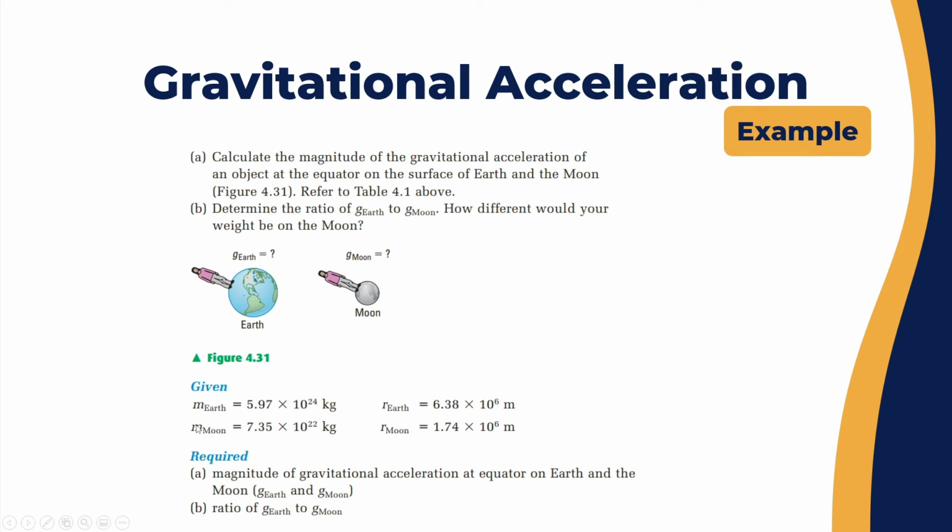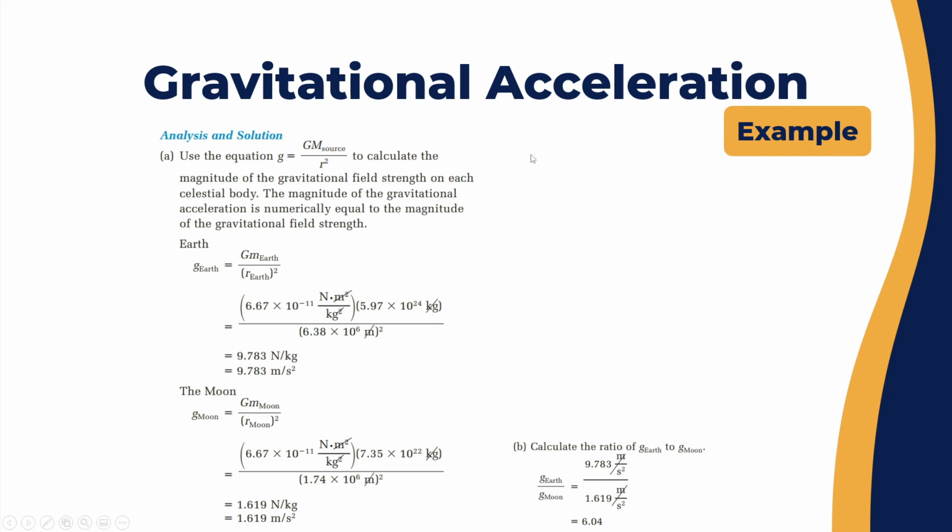We are given mass of Earth, mass of Moon, radius of Earth, radius of Moon. Find the g Earth and g Moon. Then find the ratio, which means dividing g Earth over g Moon and vice versa. Let's try to solve. We use the equation we already know now. Gravitational acceleration equals the gravitational constant by the m source, like the mass of reference you're talking about.